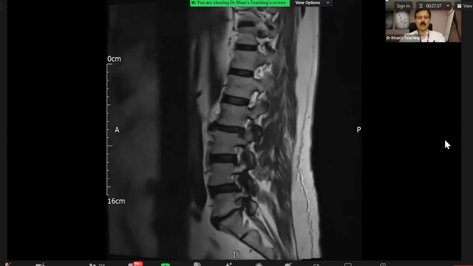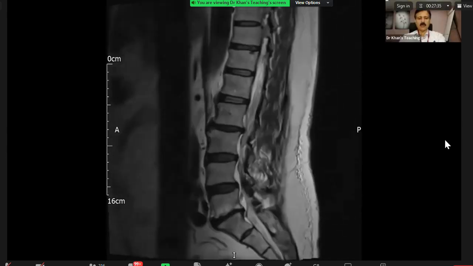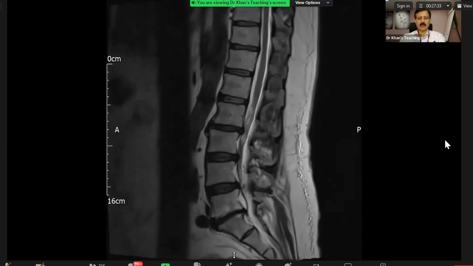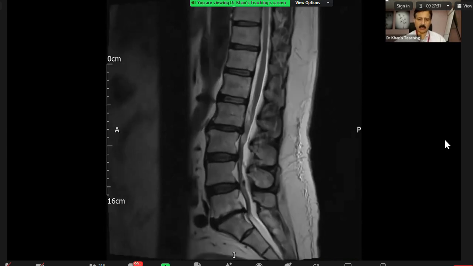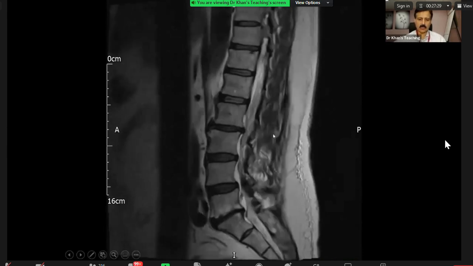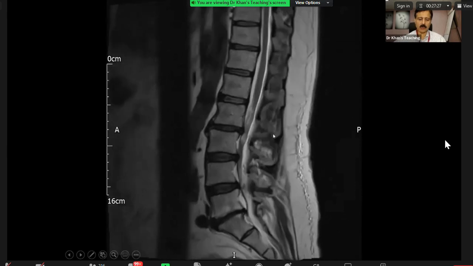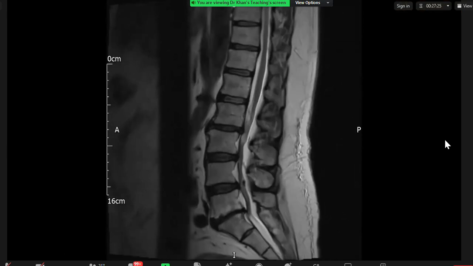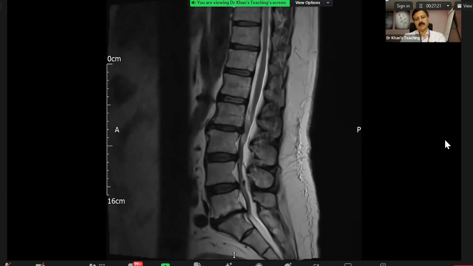Okay, go back, please. Let me take over the mouse. Sorry, I'm moving and you are not moving. Yeah, I'm not touching. Okay, look at the thecal sac here. What do you think is happening? It's thickened and being pulled anteriorly, and there is high signal.